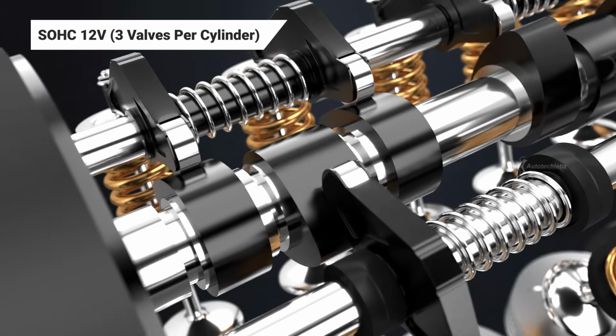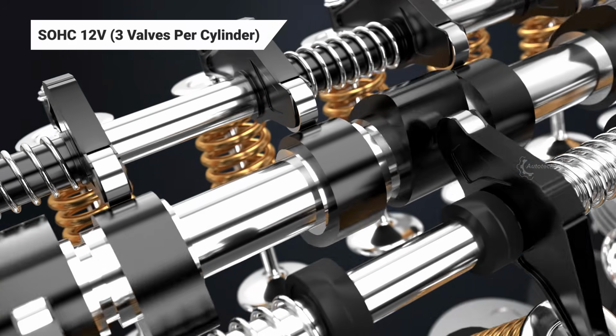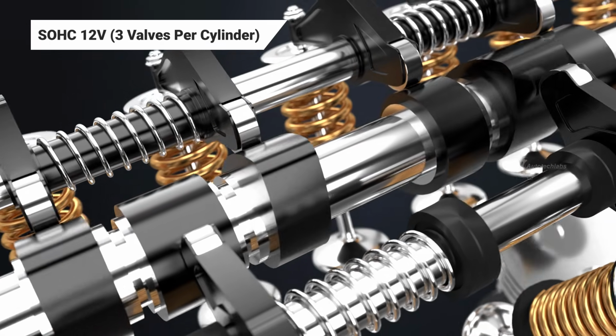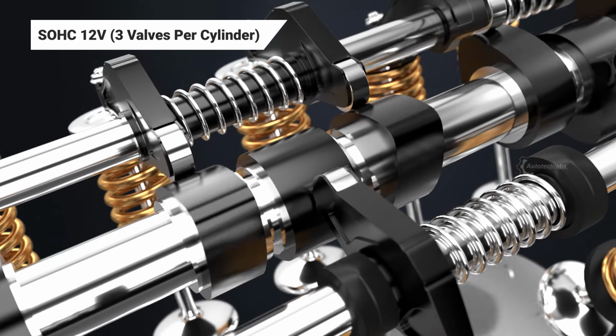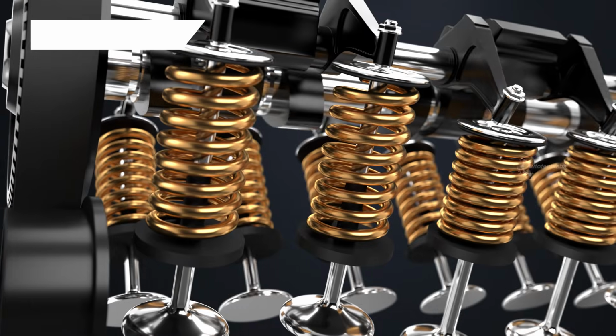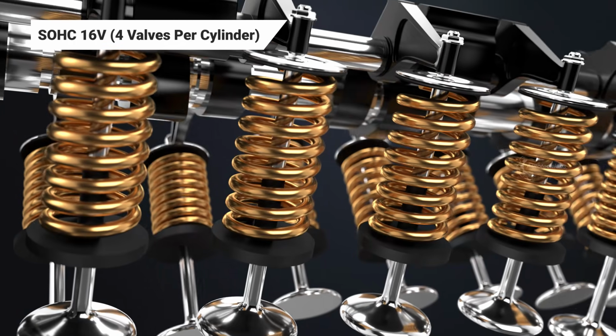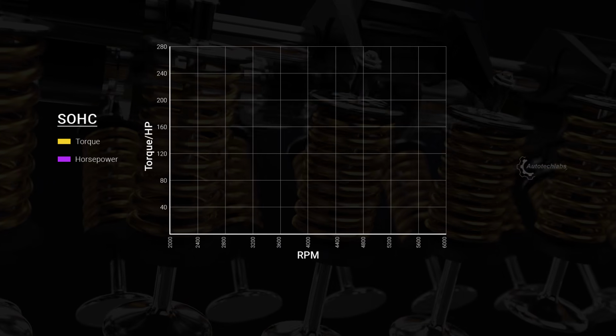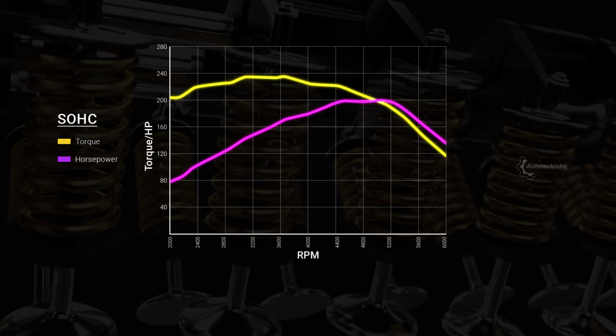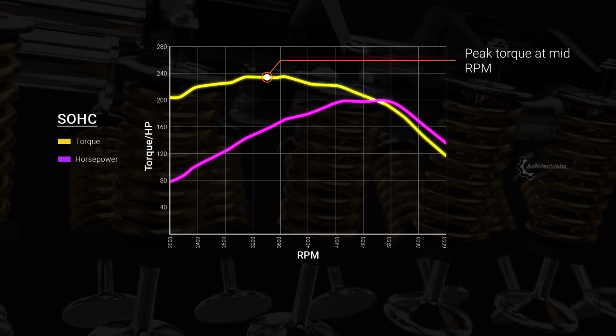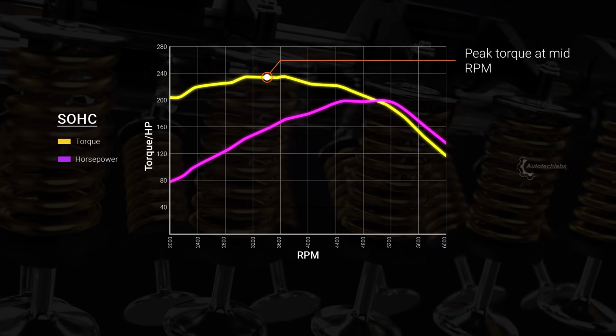Due to the reduced count of parts, the design complexity and manufacturing cost is comparatively low for SOHC engines. Since the mass of the valve train is lesser in such a configuration, SOHC engines tend to produce more torque towards low to mid RPM and provide improved fuel efficiency.